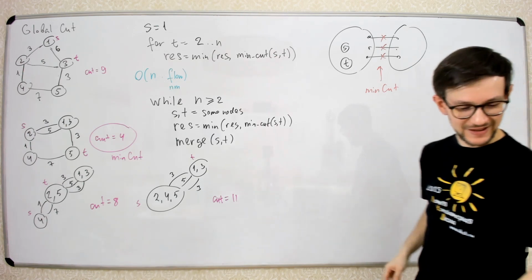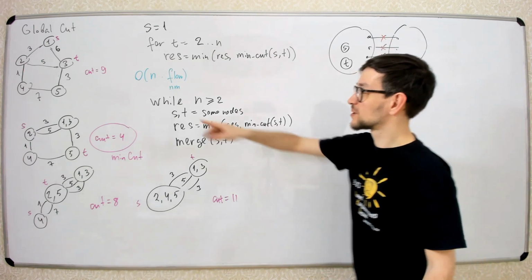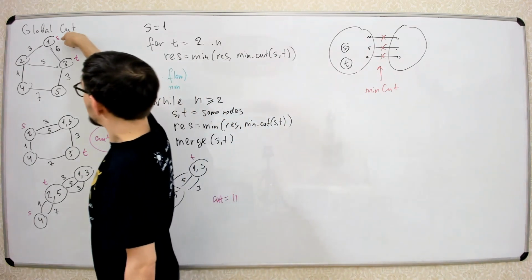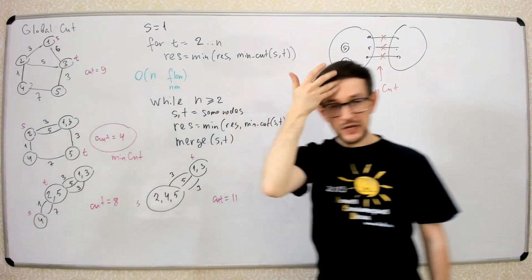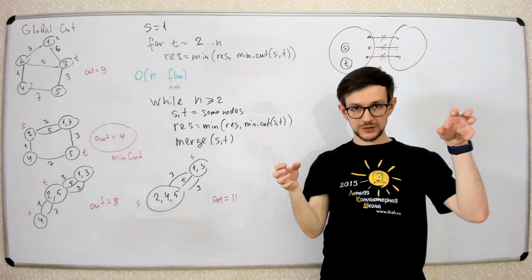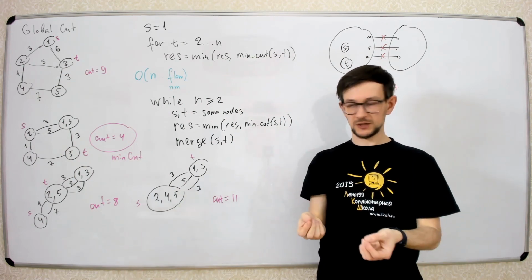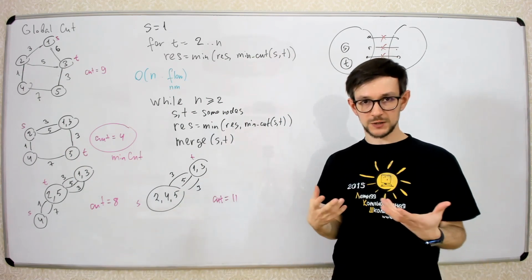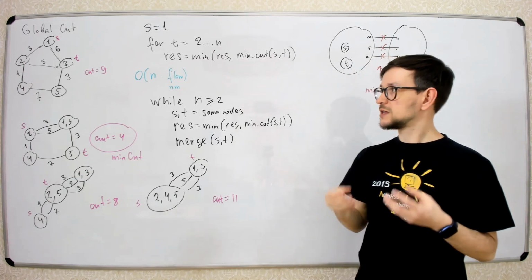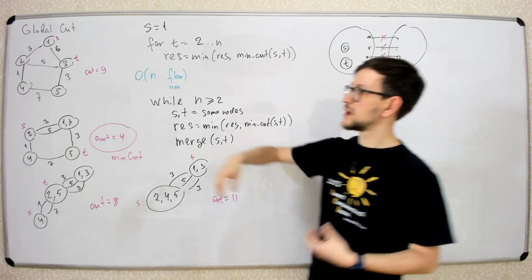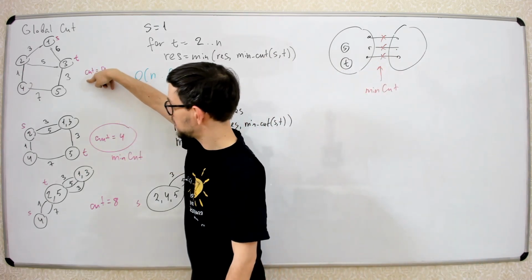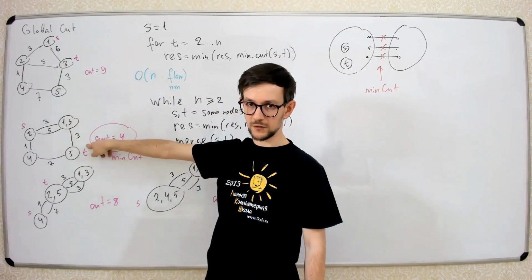Again, let's do it once again. So let's look at this graph. We have these nodes S and T. If they belong to different connected components, then we will find the result just by using this minimal cut subroutine. And if they belong to the same connected component, then the minimal cut in this graph is the same as minimal cut in this graph.